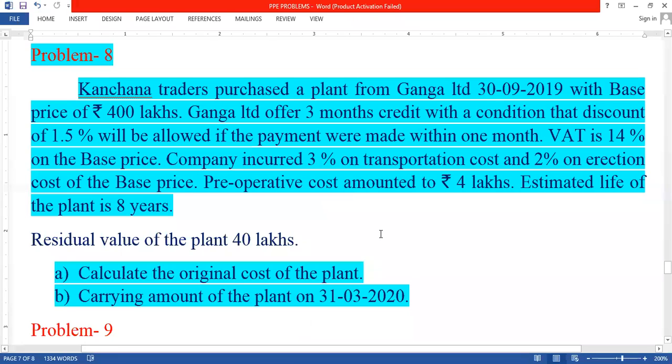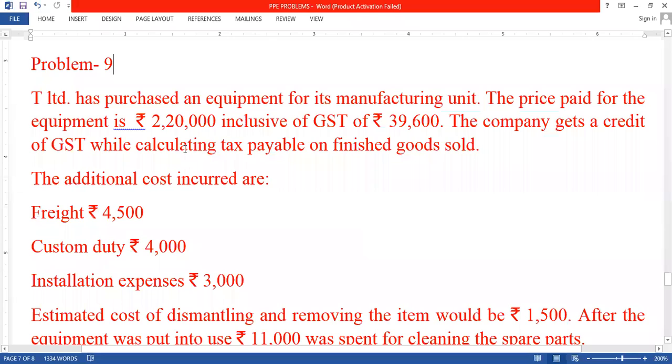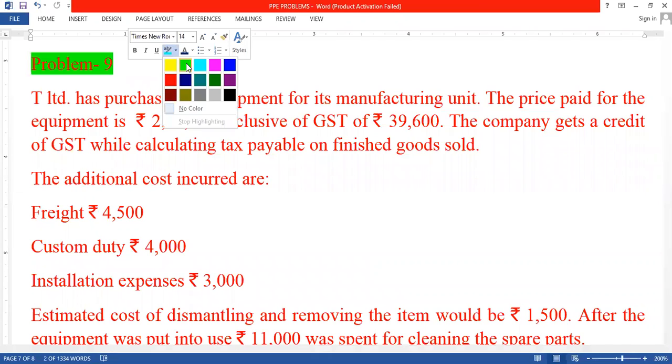This is the same as the fifth problem in property, plant and equipment. You should do this and send me the answer. It is a homework problem for you. After this, the problem number 9. This is the most important problem. It is also a previous year problem.